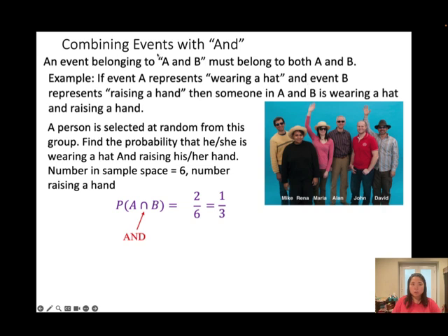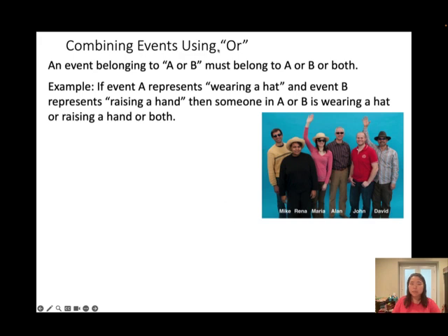So this is combining events with "and", and it must occur at the same time. Another way of combining events is called "or". So "or" means I can get A or I can get B, or both. If event A represents wearing a hat and event B represents raising a hand, then someone in A or B is wearing a hat or raising a hand or both.